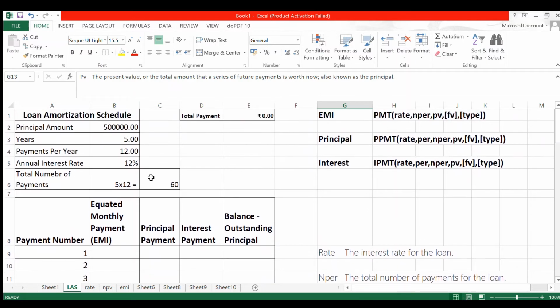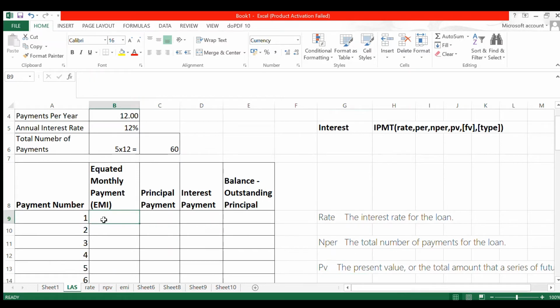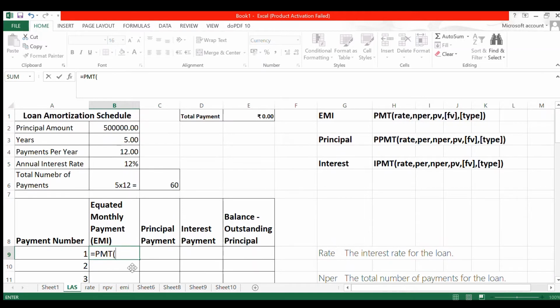Now for this example scenario of a bank loan amount of 5 lakh, 5 year loan at 12%, we can compute the equated monthly installment. So we need to use the PMT function. Now we need to insert all the input values. Since we are calculating the equated monthly payment, we should give the monthly interest rate, not the annual interest rate. So 12% divided by 12 will give you 1%, that means 0.01. 0.01 will be the monthly interest rate.